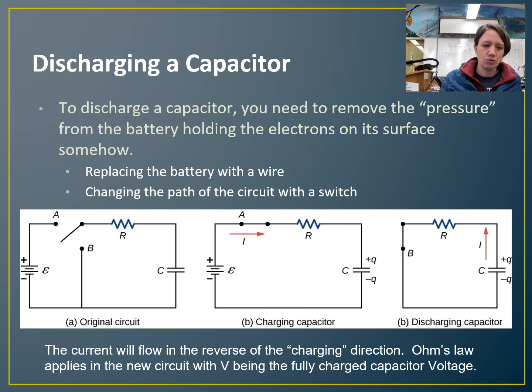In this case, you should realize the current is going to flow in the reverse of the direction that it was flowing when it charged, okay? Because obviously the positive plate is then going to send current around to the negative plate. And if you were trying to calculate that current, or if you're trying to calculate the power dissipated, you would use whatever the fully charged voltage is from the capacitance as your power source, so as your V value for this circuit.